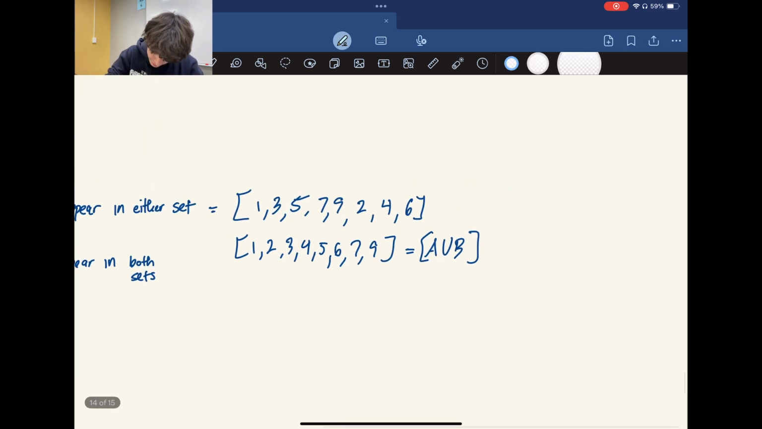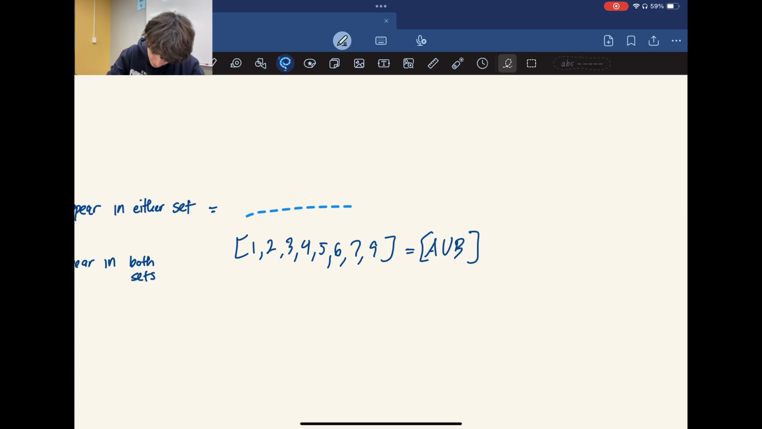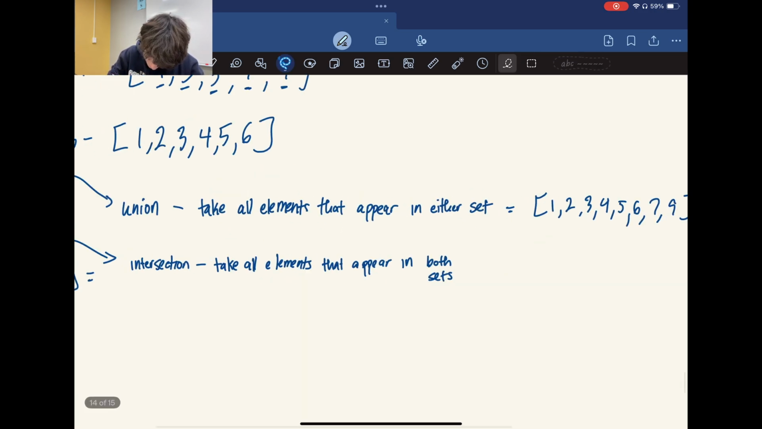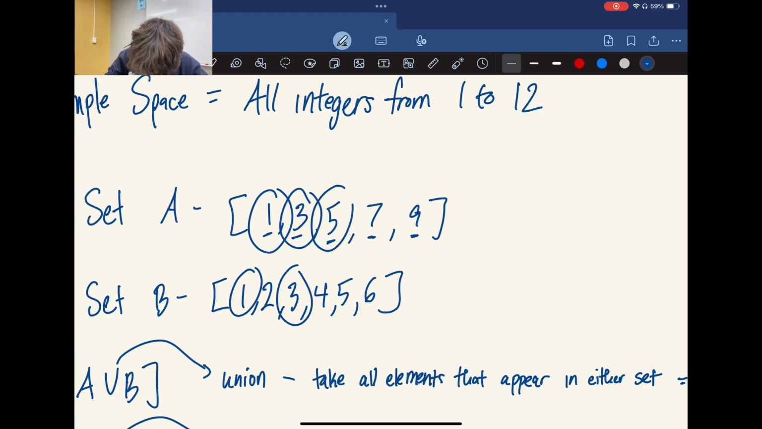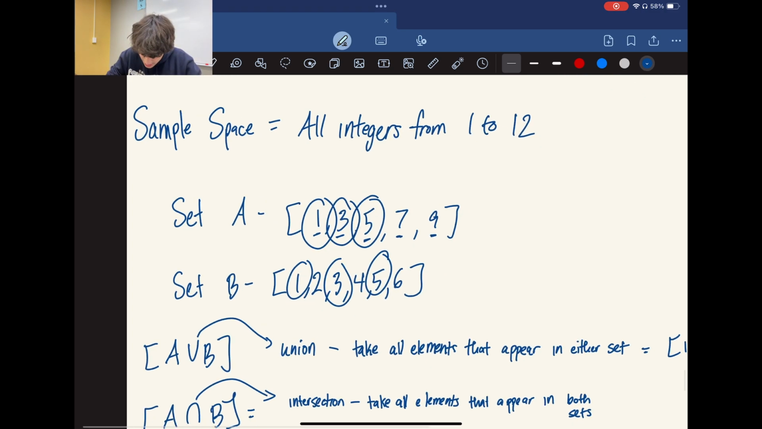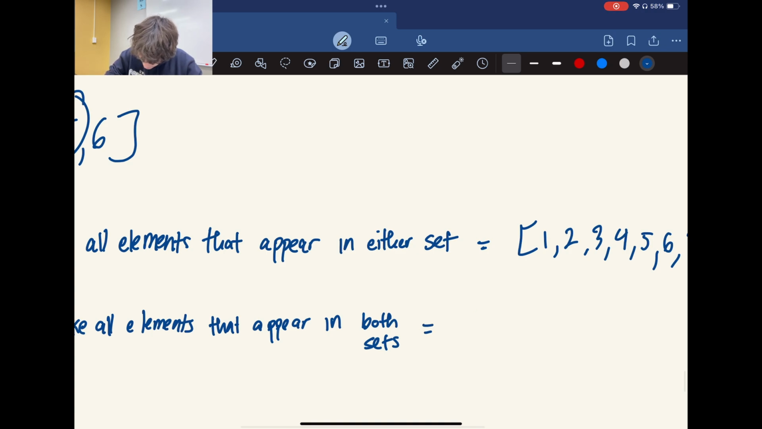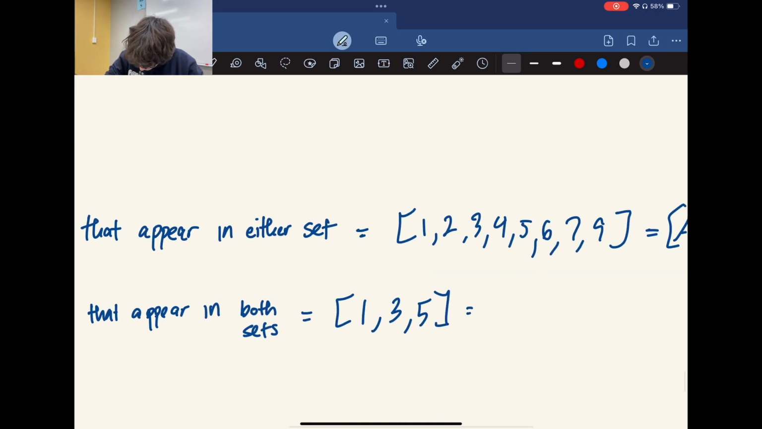So I'm going to remove this up here and drag this up just to save space. Looking at our two sets, we're going to find which elements are in both. So 1, 3, and 5. And 2, 4, and 6 are only in set B, and 7 and 9 are only in set A. So A union B is, in this case, going to be equal to the first 3 odd integers, 1, 3, and 5. That is equal to A intersection B.